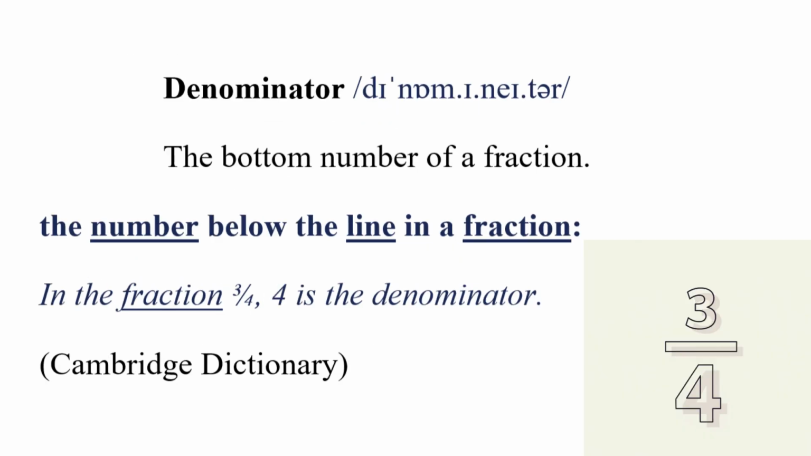Denominator. The bottom number of a fraction. The number below the line in a fraction. In the fraction 3/4, 4 is the denominator.